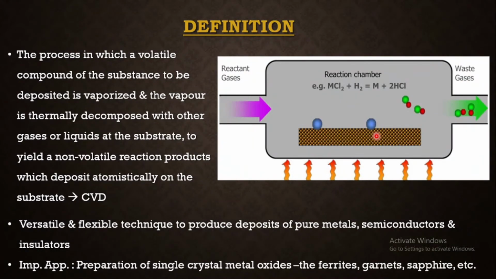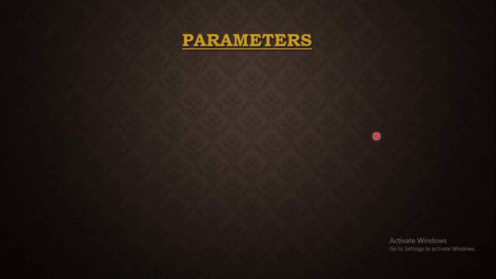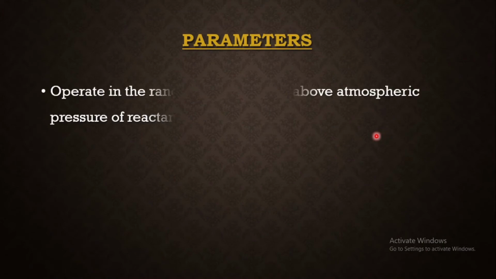So after knowing about the rough idea of how chemical vapor deposition takes place, let us understand some of the parameters which we need to know. In the CVD technique, the process operates in a range of a few torr to above atmospheric pressure of the reactants.